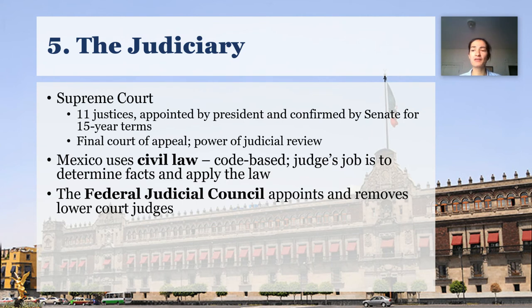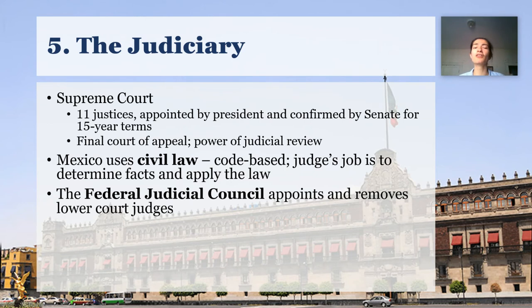That council has 7 members. The president of the Supreme Court is automatically a member. 3 of those members are appointed by the Supreme Court from lower courts. 2 of those members are appointed by the Senate. 1 of those members is appointed by the president. Their terms are staggered, so it's not possible to become president and then just replace all of the members of the Federal Judicial Council so that they'll do what you want.